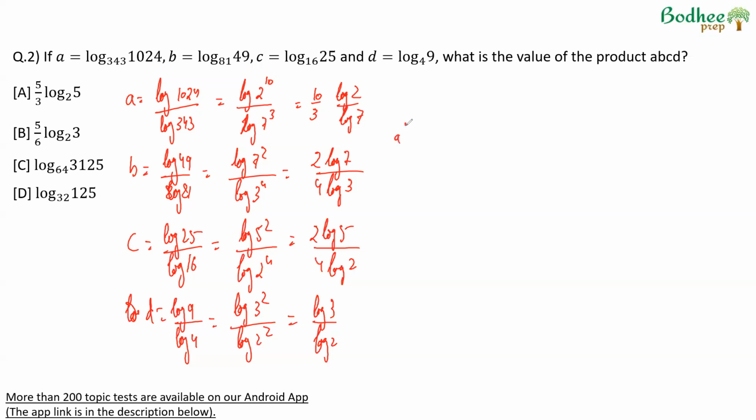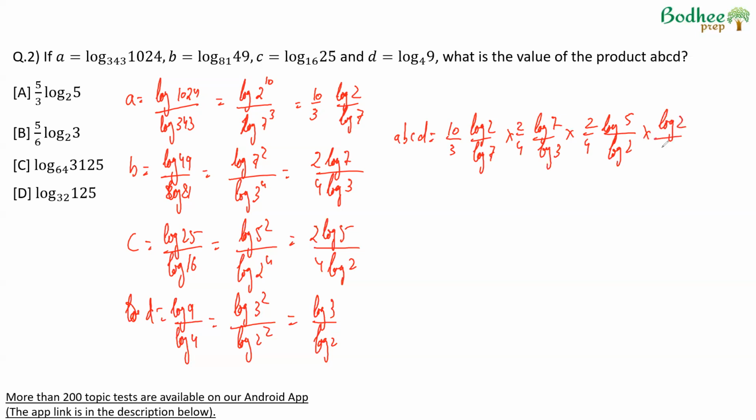And therefore, if we find A, B, C, D, the product, this will be 10 by 3 log 2 log 7 upon... B will be 2 by 4 log 7 upon log 3. C will be 2 by 4 log 2 by 4, 2 by 4 is there twice. Log of 5 upon log of 2. And finally, log of 3 upon log of 2. D.